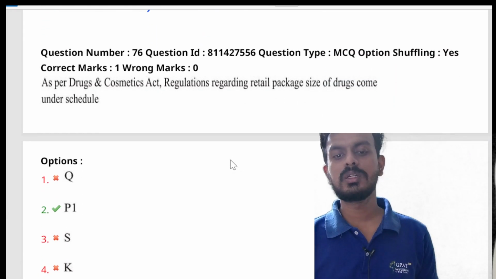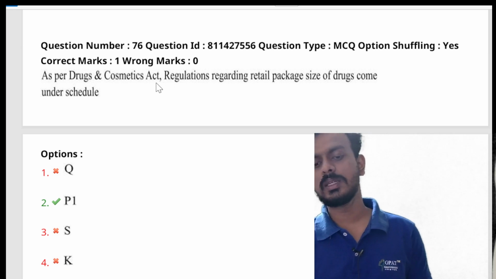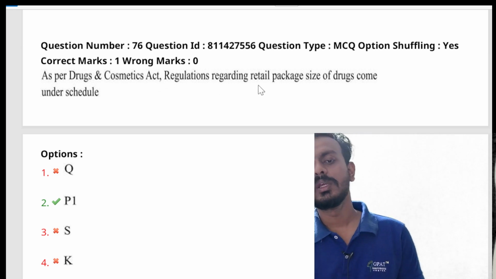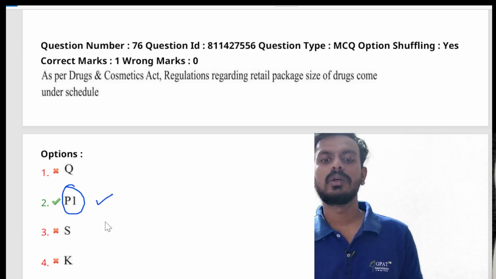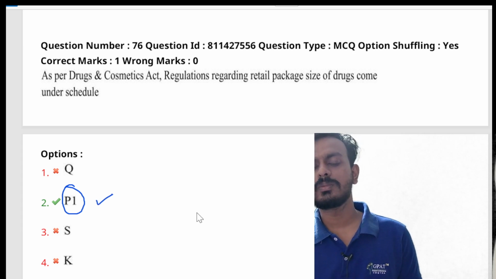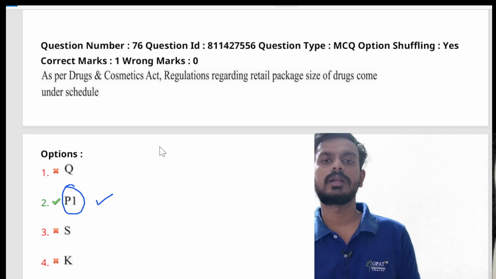So moving to question number 76. As per the Drugs and Cosmetics Act, regarding the retail pack size of the drug. So when it is about pack size, remember it is related to P1. Okay, AS is related to cosmetics. So when it is asking about pack size, P1 will be the correct answer.